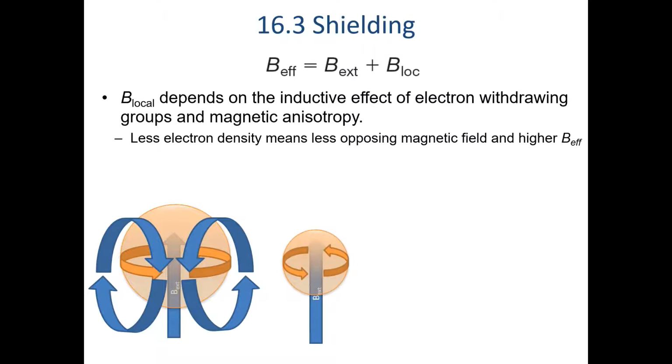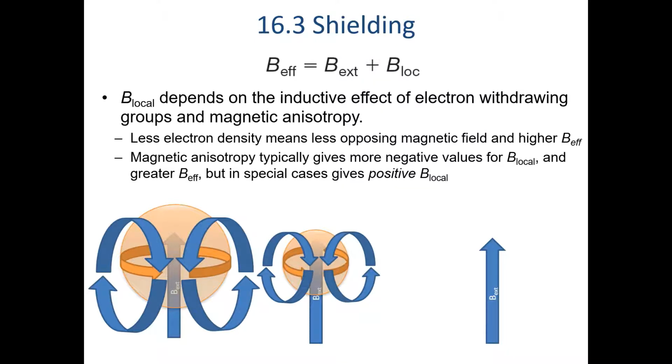That means that magnetic field will generate less electron current around in the orbital. And when it generates less electron current, it will generate a smaller reverse magnetic field. And so we end up with a higher effective magnetic field for that nucleus. Magnetic anisotropy typically will give us more negative values for B local and a greater B effective.